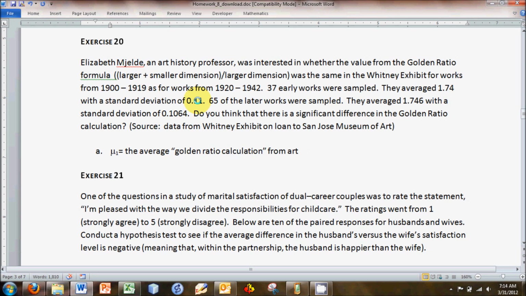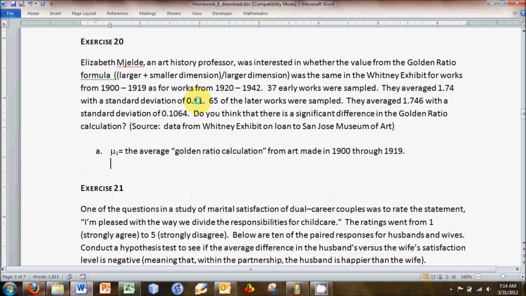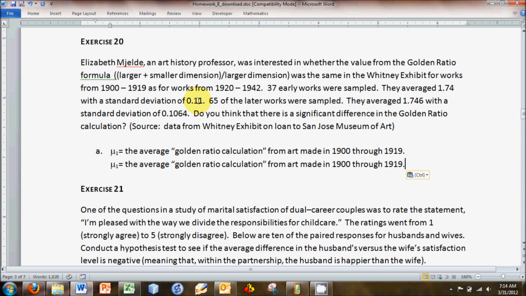art made in 1900 through 1919. And then mu2 will be the art made in the later period. So 1942, whoops, and this is 1920. I'm going to change this to 2. So there are our parameters.